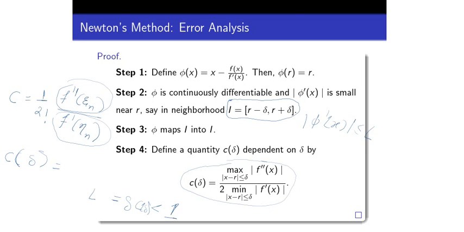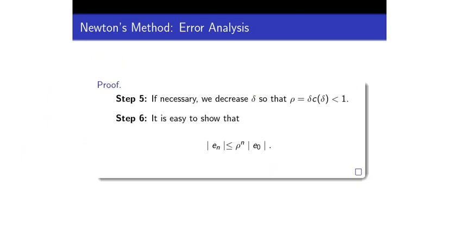Okay, so if necessary we decrease delta. Then it is easy to show that mod En is less than or equal to rho to the power n times mod E naught, where rho is equal to delta times C of delta. It is very easy. Just now we have seen that mod of En plus 1 is less than or equal to C times mod of En square. Right? We have seen that.